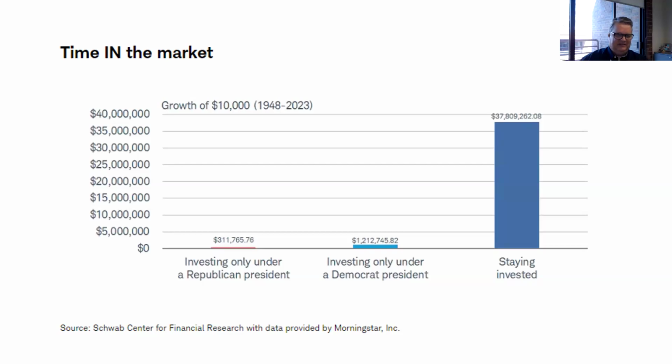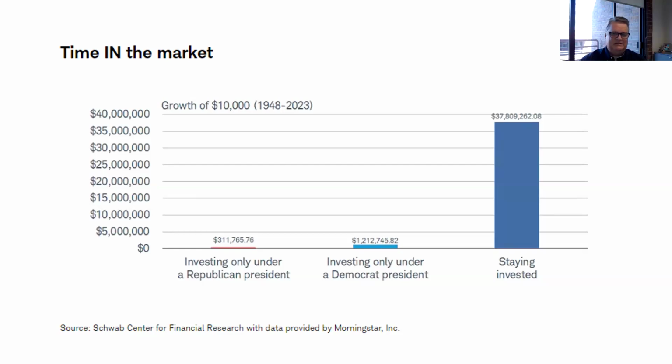Well, this slide kind of paints the picture for you. So if you look at the left side, if you invested in the stock market only during a Republican presidency and invested $10,000, you would grow your money. You did pretty good, $300,000. Your 10,000 returned to 300. If you only invested during the Democratic presidents, you did a little better, got 1.2.